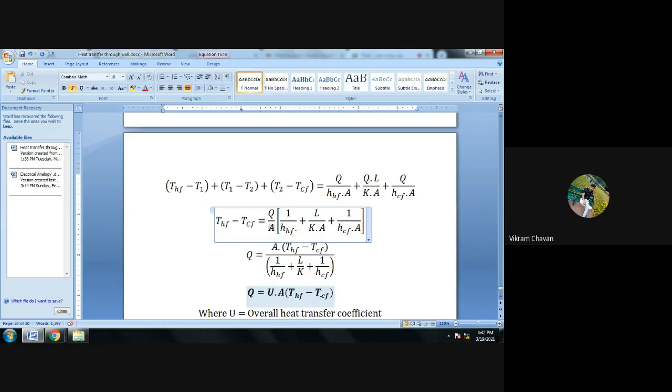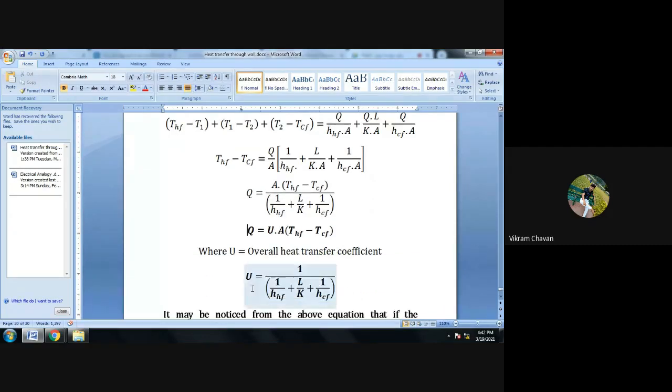multiplied by (T suffix Hf minus T suffix Cf), where this U is called the overall heat transfer coefficient, and U can be calculated as U is equal to 1 divided by, in bracket, 1 divided by H suffix Hf plus L divided by K plus 1 divided by H suffix Cf. Here H suffix Hf is the convective heat transfer coefficient of the hot fluid, K is the thermal conductivity of the wall, L is the thickness of the wall, and H suffix Cf is the convective heat transfer coefficient of the cold fluid.